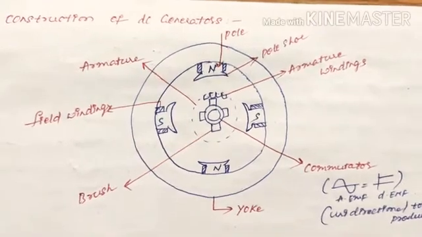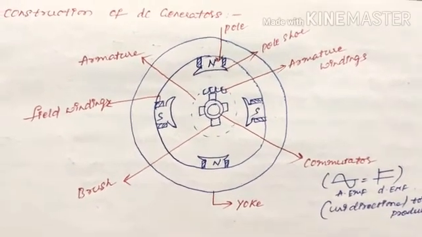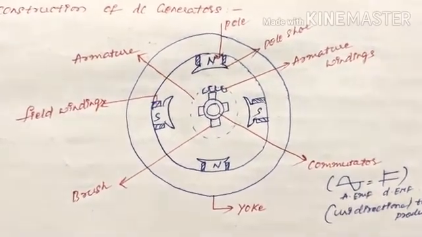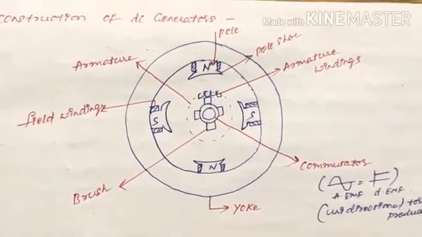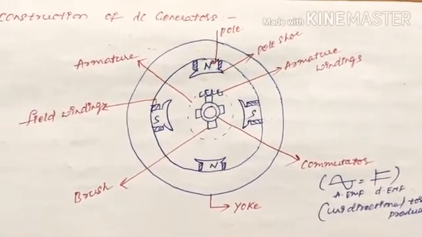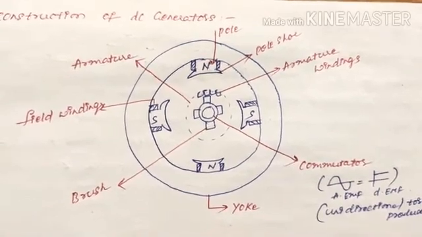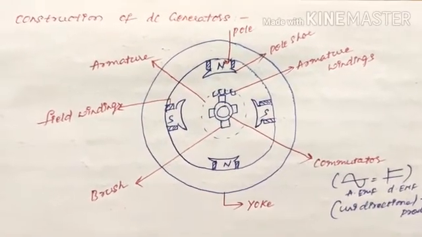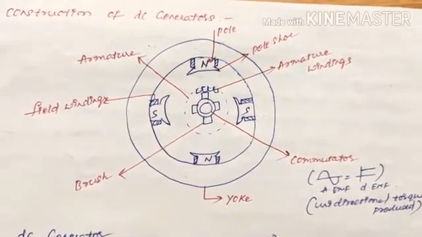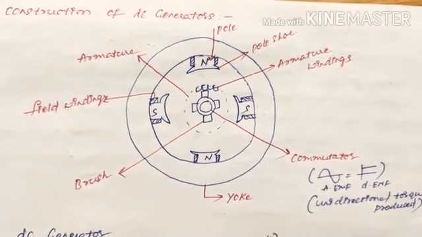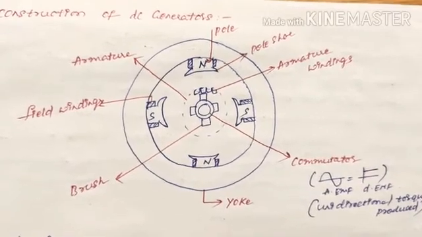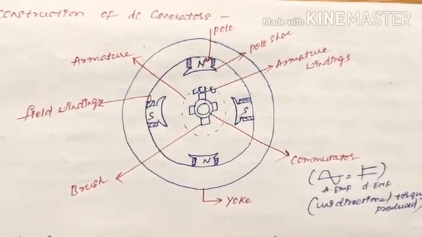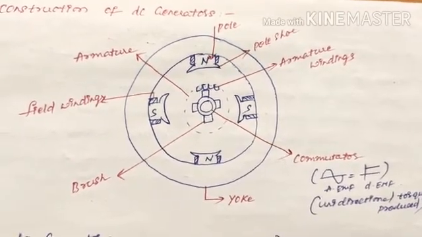Construction of a DC generator. It has main and major parts like yoke, commutator, armature winding, poles, armature, field windings, and brush. Majorly, there are 8 components in the construction of a DC generator. First one which we are going to look at is the yoke.